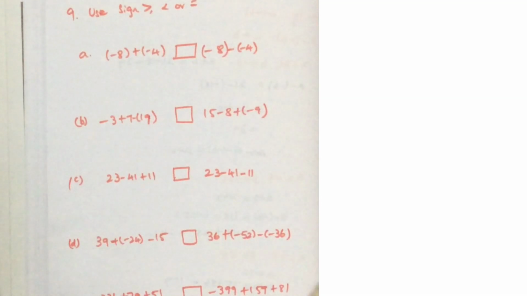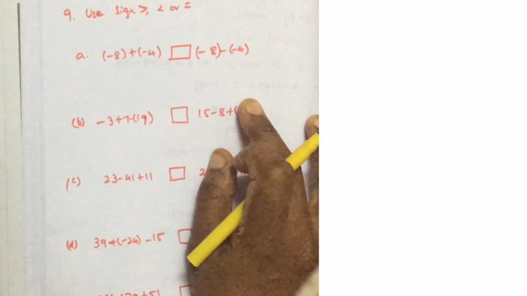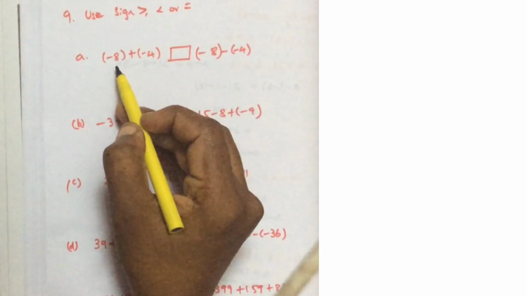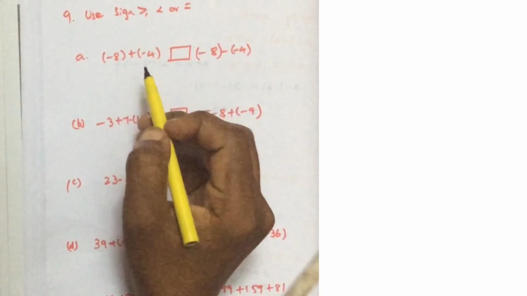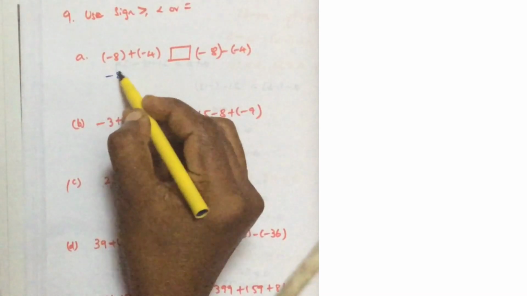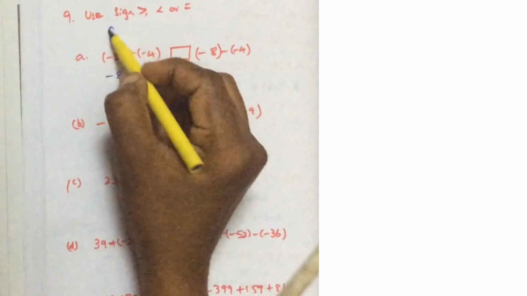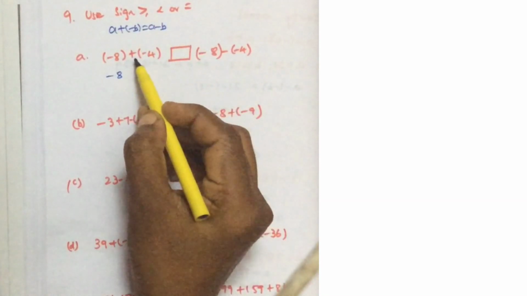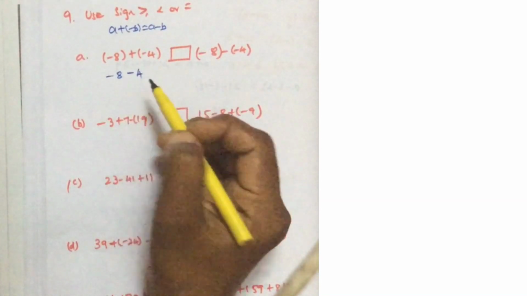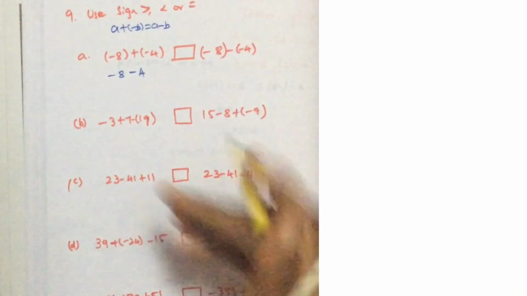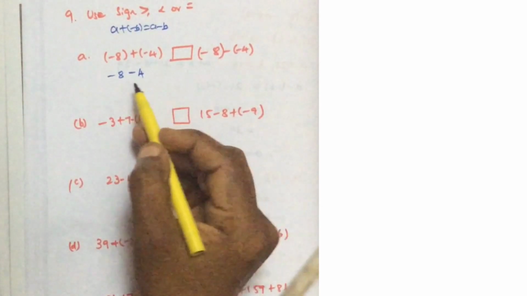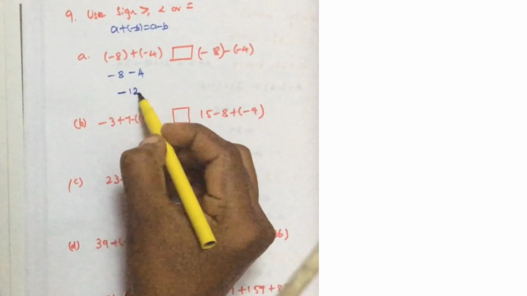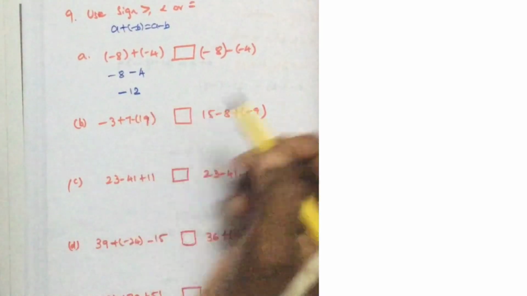The next problem is, you have to put the greater than, less than, or equal to symbol. Here it is minus 8 plus of minus 4. You will solve one by one. This is minus 8. So we know that A plus of minus B is A minus B. So plus of minus 4 is minus 4. So minus 8 minus 4. When the symbols are same, you have to add. So this is minus 12. You have to give the greater number sign.